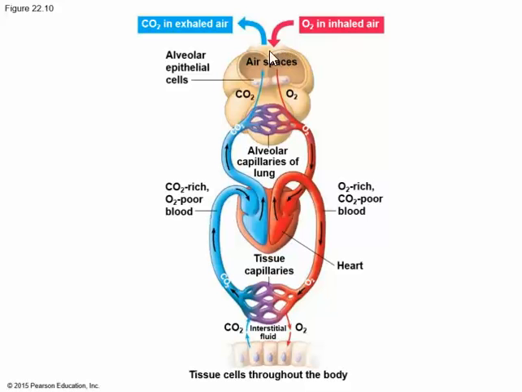So, in the lungs, CO2 diffuses out, oxygen diffuses in. Then oxygen-rich blood is pumped to the rest of the body. In the body tissues, oxygen goes to the cells and carbon dioxide comes back to the blood. Then to the right side of the heart, then to the lungs, gas exchange here, back to the heart, and gas exchange here.